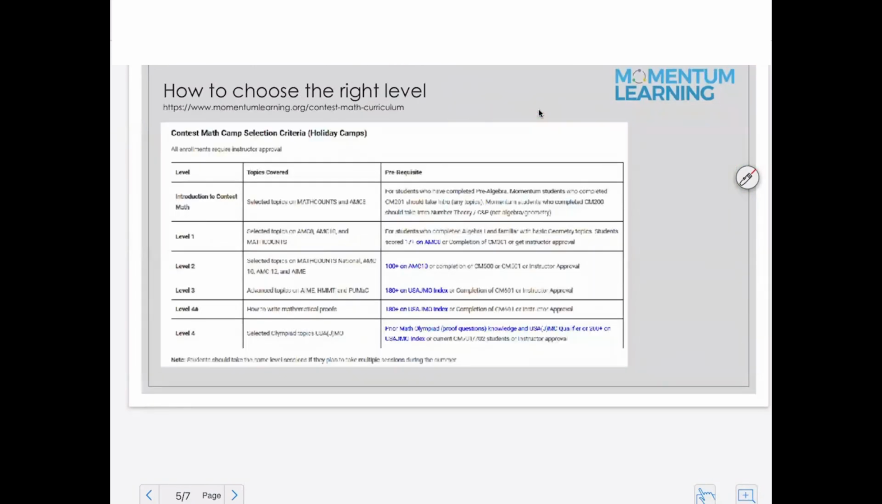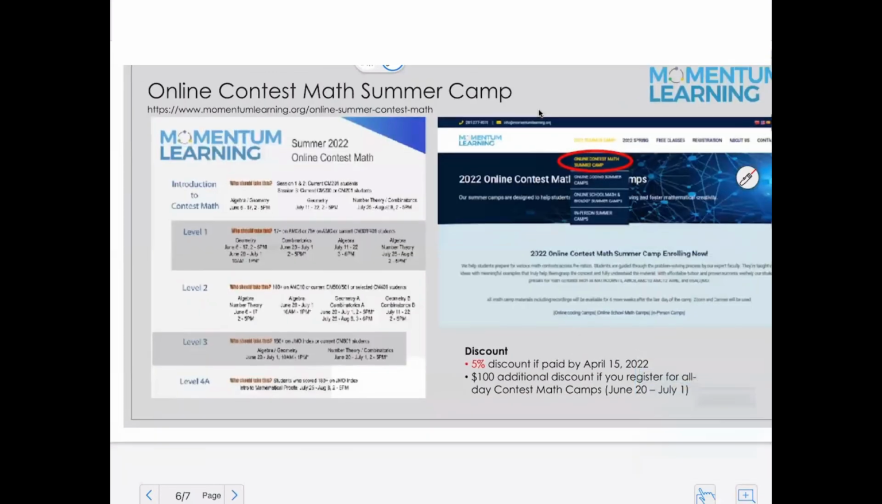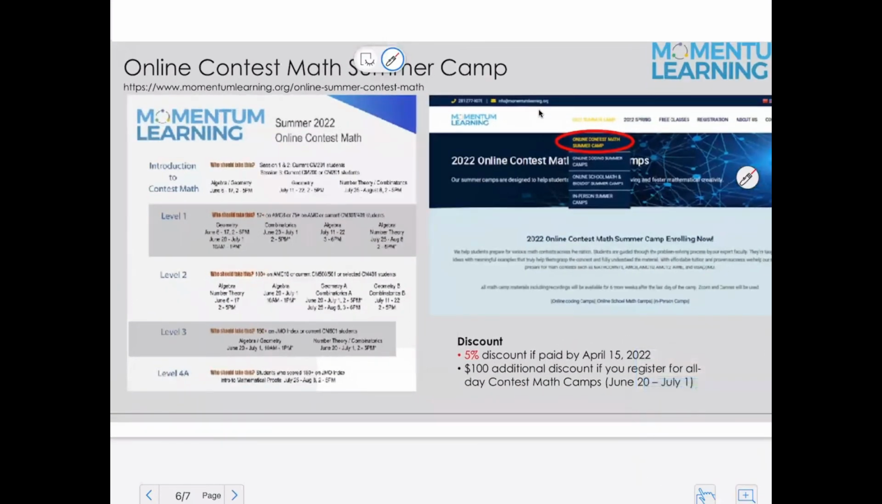How to choose the right level for the students? Introduction to contest math assumes that the student has completed and is very comfortable with pre-algebra, or completed 200. The level is similar to school level MATHCOUNTS and AMC 8 questions. Here's our online program, the introduction to contest math. The first session is Algebra 1 and geometry, the second session is geometry, and the third is number theory and combinatorics.